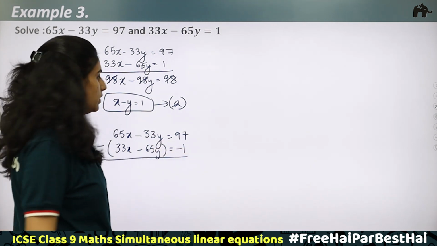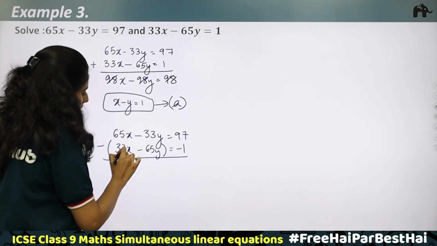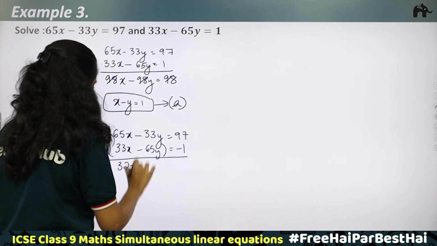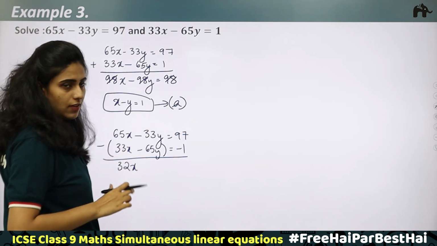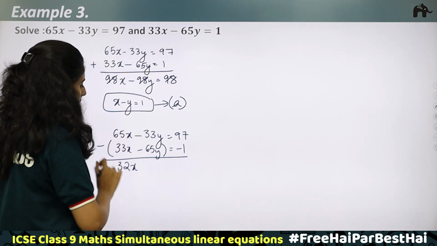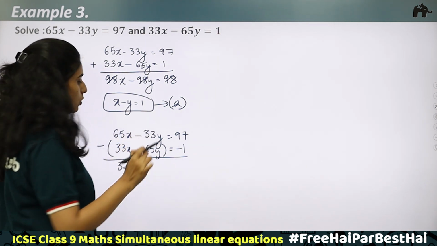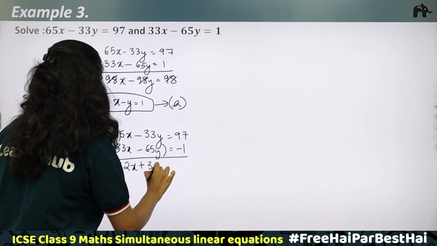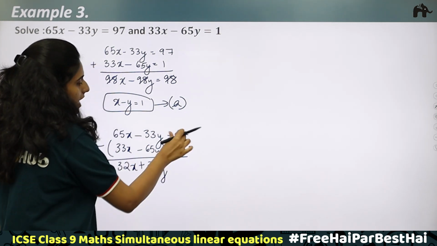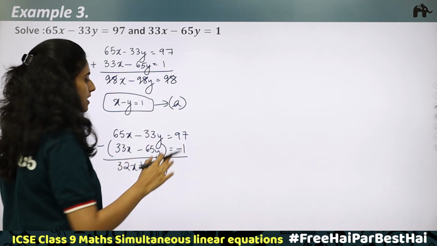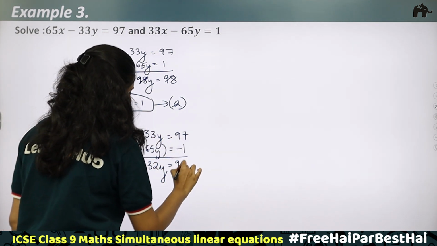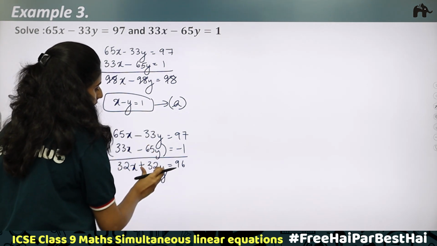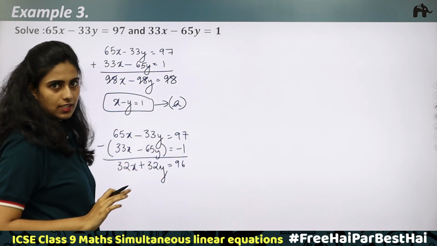On subtracting, what do we get? 65 minus 33. You will be getting 32x, minus 33y minus of minus, plus 65y. You will be getting plus 32y. 97 minus 1. What is 97 minus 1? 96. Okay. 32x plus 32y is equal to 96.